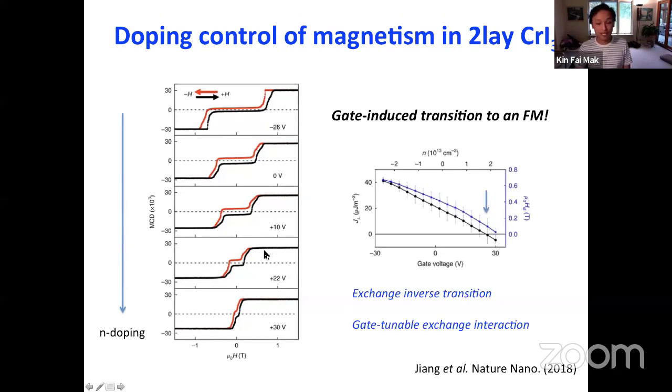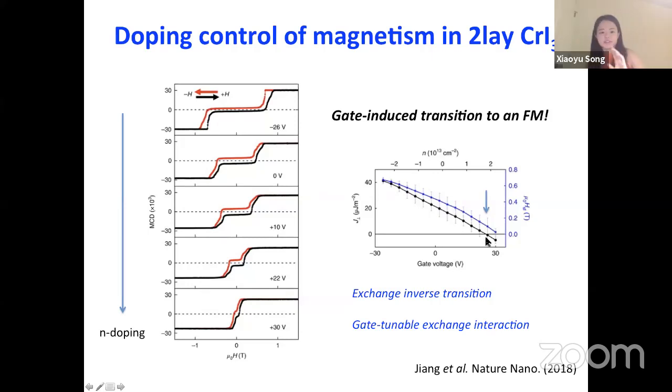Okay, and we can also extract the exchange energy scale from the measured spin flip transition field. This shows the extracted interlayer exchange energy versus gate voltage or the doping density. At a doping density of about 10 to the 13 per centimeter squared, which is not really a lot of carrier density applied to the system, you can see a change in sign in the interlayer exchange integral, and it's called an exchange inverse transition. So what's special in this system is that you can just use a voltage to control the material from being an antiferromagnet to a ferromagnet. Actually, you can also do it repeatedly. And effectively speaking, we have already achieved a zero field switching of the system from a ferromagnet to an antiferromagnet.